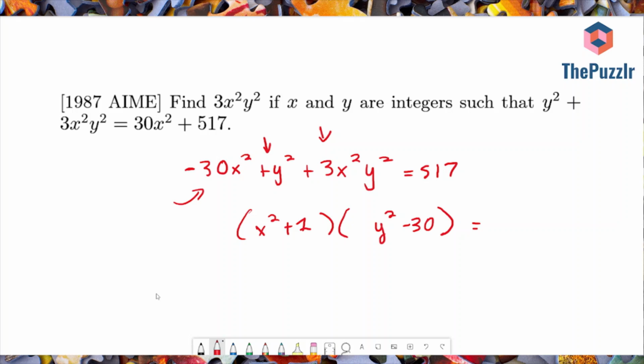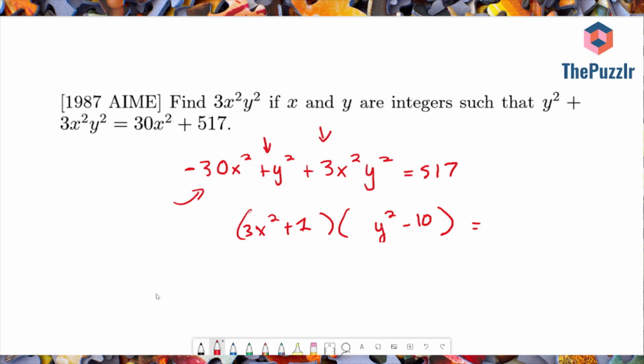Well, y squared minus 30x squared, and then plus x squared y squared. No, that doesn't work. We have a 3x squared y squared term. What does that mean? Well, that means that instead of having a minus 30 here, what if we have a minus 10 here? And then we'd have a 3 here. Does this work? This gives us 3x squared y squared plus y squared minus 30x squared, and then we're adding in that extra minus 10. So this does work. This shows how experimenting with Simon's favorite factoring trick can help us a bit.